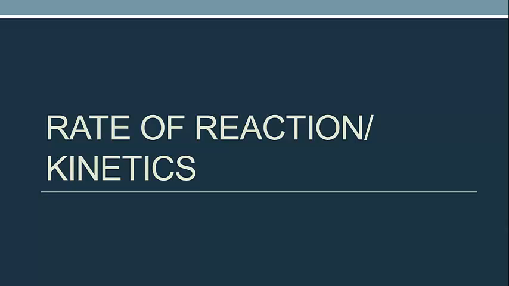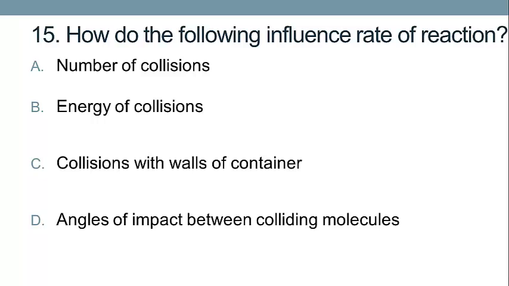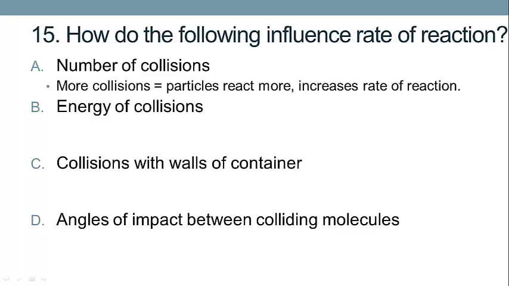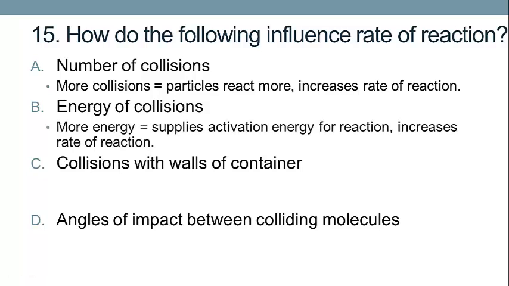Next questions are about the rate of reactions and kinetics. So how would the following influence rate of reaction? Explain how each of the following would influence the rate of reaction in a sealed container. So number of collisions. If there are more collisions, that's going to mean more reactions. So that will form more product, particles are reacting more, we increase the rate of reaction.